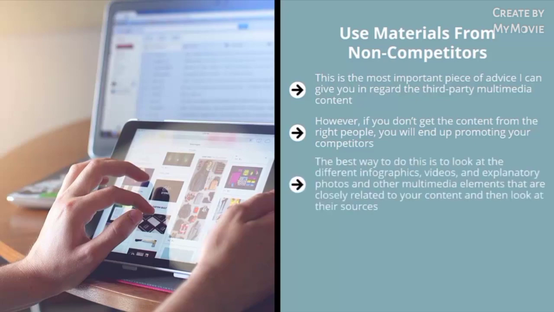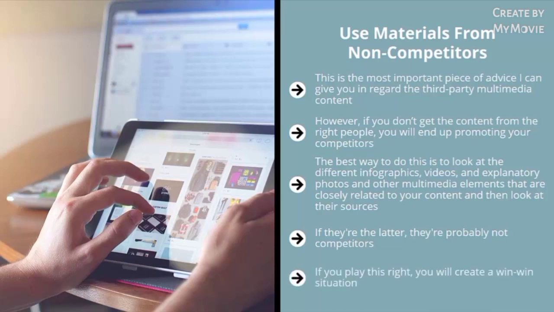The best way to do this is to look at the different infographics, videos, and explanatory photos and other multimedia elements that are closely related to your content, and then look at their sources. Are they directly competing with you, or are they kind of a general knowledge site that is basically just monetized by AdSense, or they are a nonprofit? If they're the latter, they're probably not competitors. They're not pushing a particular product. They're not doing a hard sell. So, use their content and attribute to them.